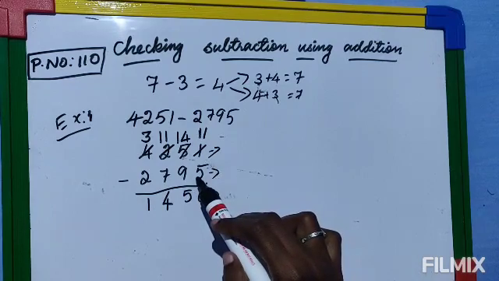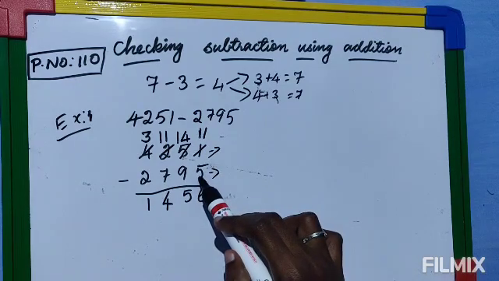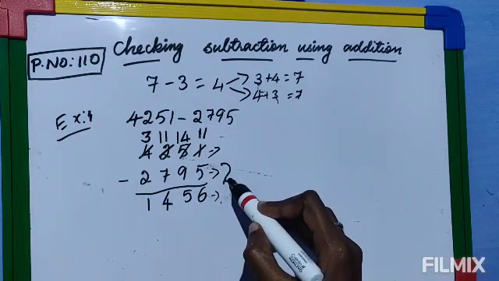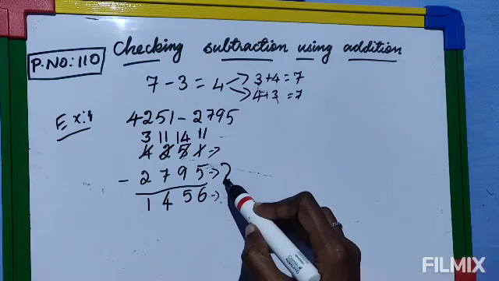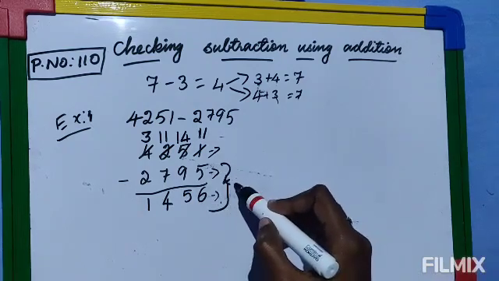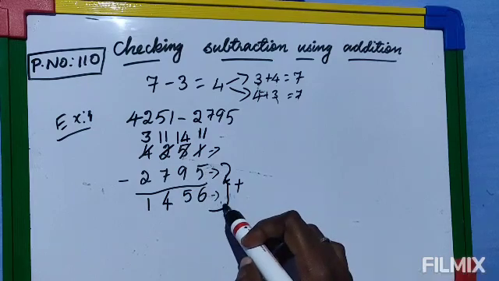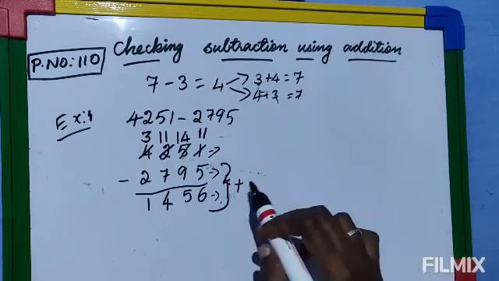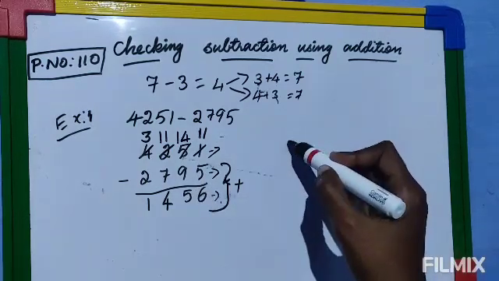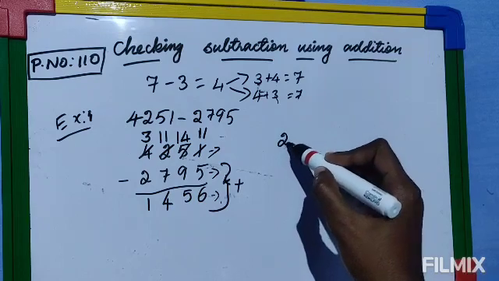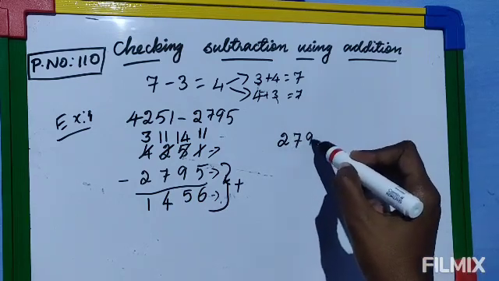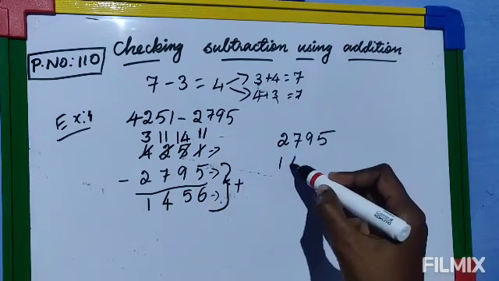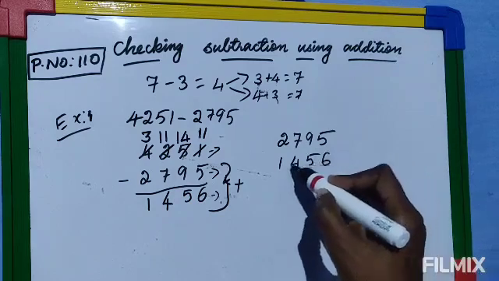In this, the small number is there, no? The second number is the small number. That small number and the answer, these two you have to add. If you add these two and you get the big number as the sum, then your answer is correct. So let us add these two numbers. The small number is 2795 and the answer is 1456. So let's add these two.